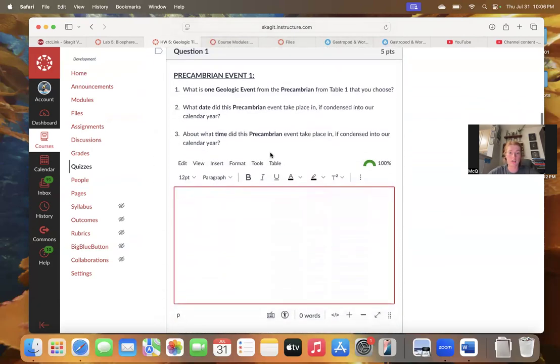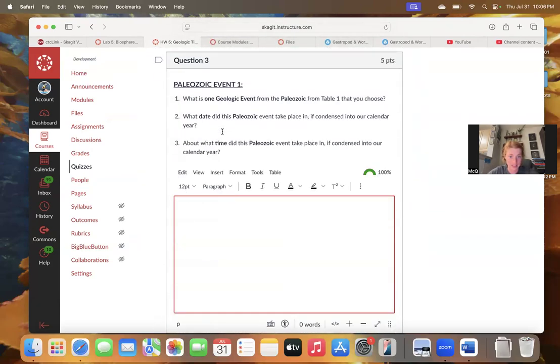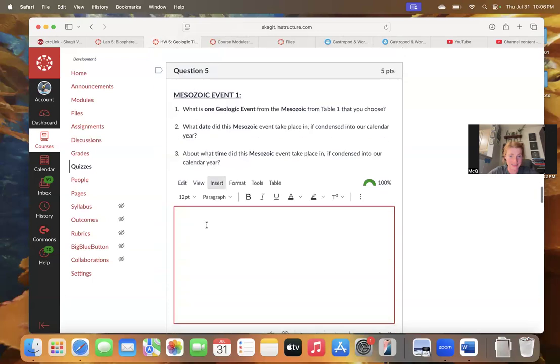So when I go down to the question, I guess it won't be Precambrian, it will be Mesozoic. I would say I chose the dinosaur extinction. They died December 26th, and they died 5 hours prior to that. So they died at 7 o'clock around. That's fine. Around 7 p.m. on December 26th, the dinos died.